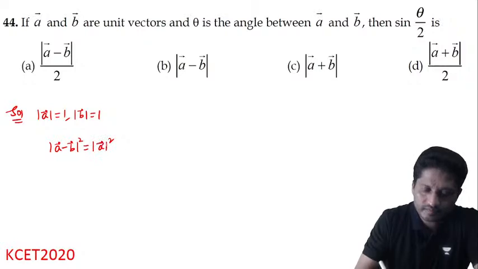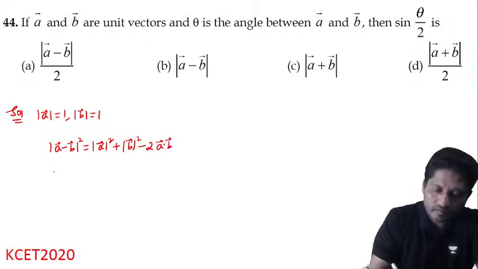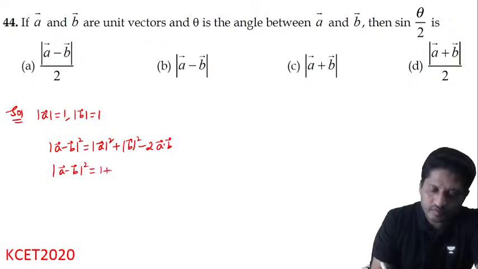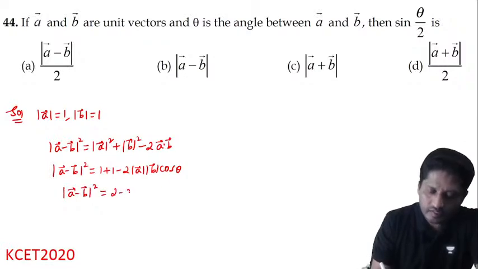Mod A square plus mod B square minus 2 times A dot B, right? So mod of A minus B the whole square is equal to 1 plus 1 minus 2 times A dot B, and A dot B is mod A into mod B into cos theta. So modulus of A minus B the whole square is equal to 2 minus 2 cos theta, which is 2 into 1 minus cos theta.